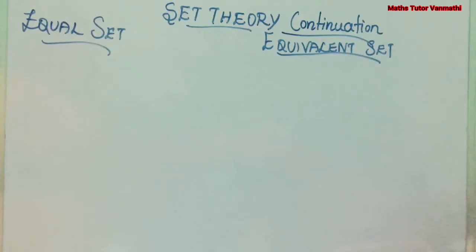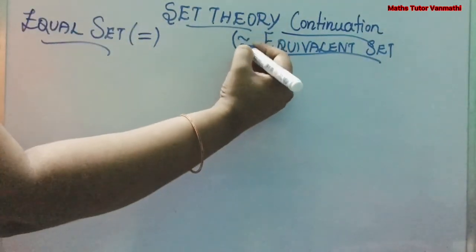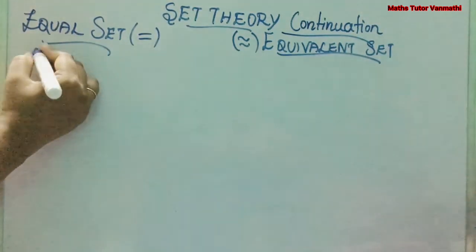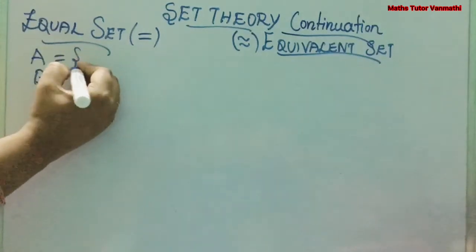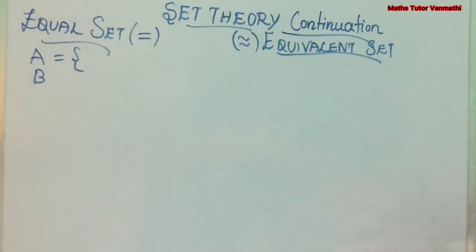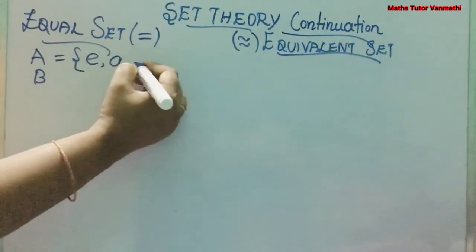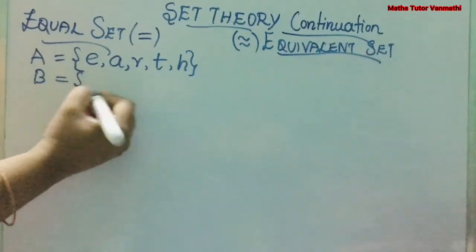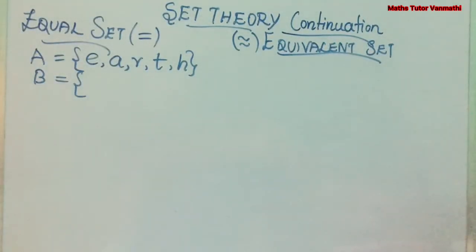Next we can see equal and equivalent sets. First, what is meant by equal? The symbol for equal is this one, and the symbol for equivalent is like this. Now I am considering one example. First, let me take A and B. Set A is EARTH, and I am writing it in roster form. And the B set is HEART.